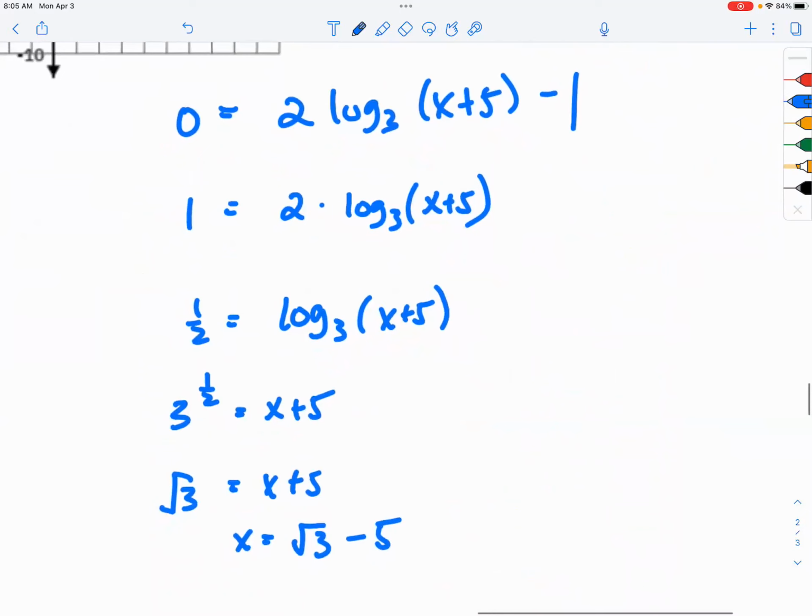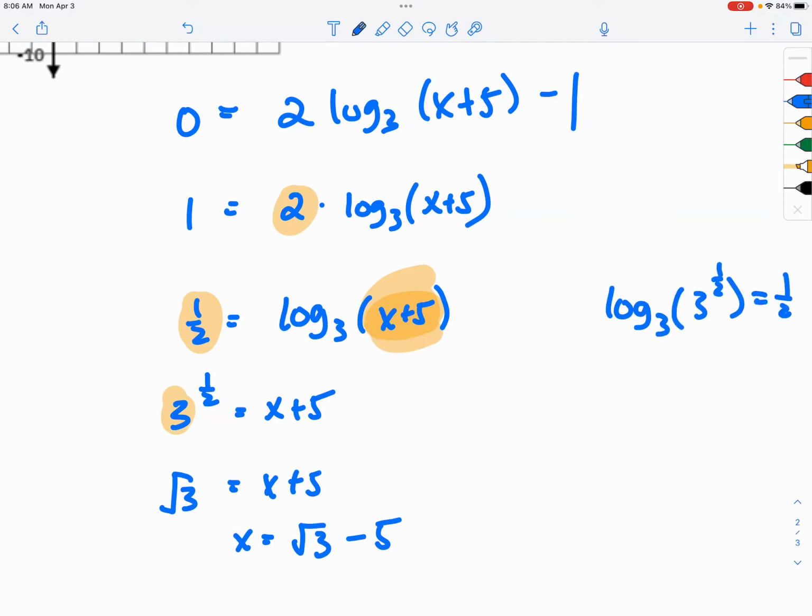After we move the 1 to the left, we'll divide by the 2, because there's a 2 right here. So we divide by 2 first. The 3 right here, because we are asking the question: log base 3 of a number gives you 1/2, right? What must this number be? It must be 3 to the 1/2, because think about this, log base 3 of 3 to the 1/2 power is equal to 1/2. So that means x plus 5 must equal 3 to the 1/2. Okay.